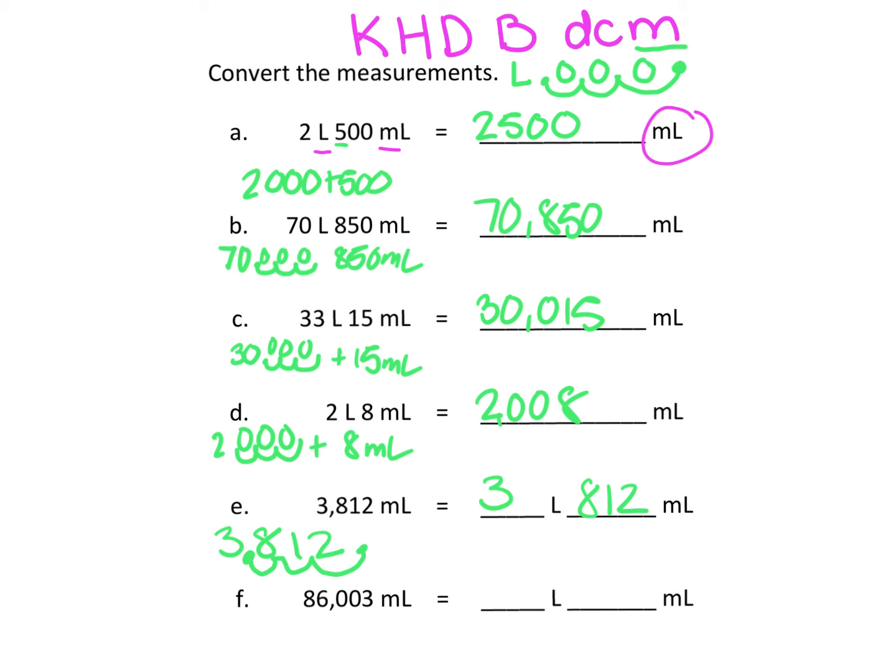And we're going to do the same thing for F, 86,003 milliliters. We have to find how many liters and milliliters. So we're going to move our decimal place to the left 3 times, dividing by 10 3 times, and we have 86 liters and 3 milliliters.